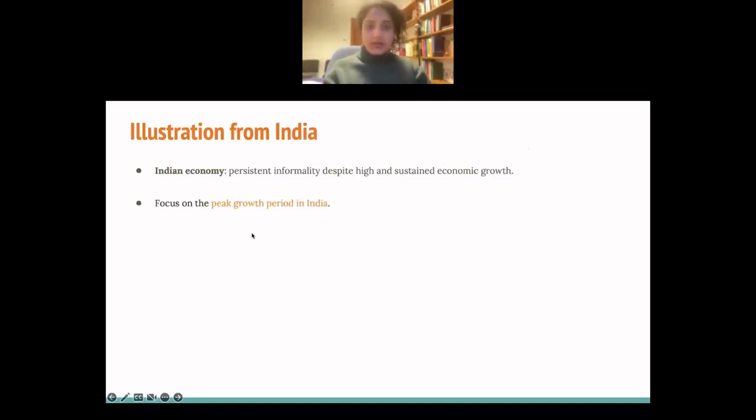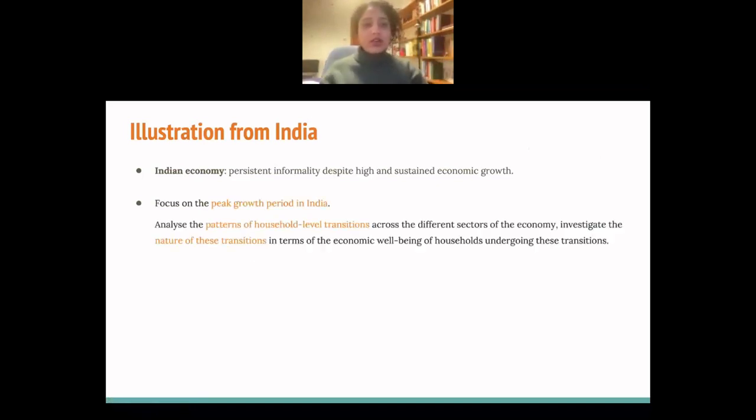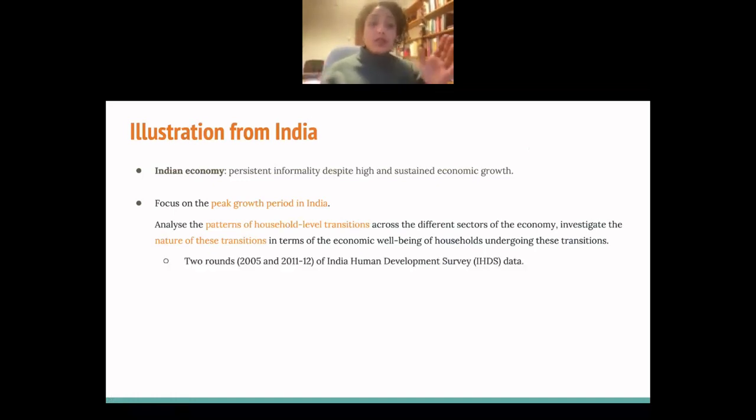I already spoke about persistent informality despite high economic growth. I focus on the peak growth period in India. I look at the period between 2004-05 and 2011-12 using the India Human Development Survey, which is a country-level representative data set. And what I do is analyze the patterns of household-level transitions between different sectors of the economy based on where the household is receiving its primary income, like the major income of the household. It's a panel of 40,000 households, which is representative of the entire country.